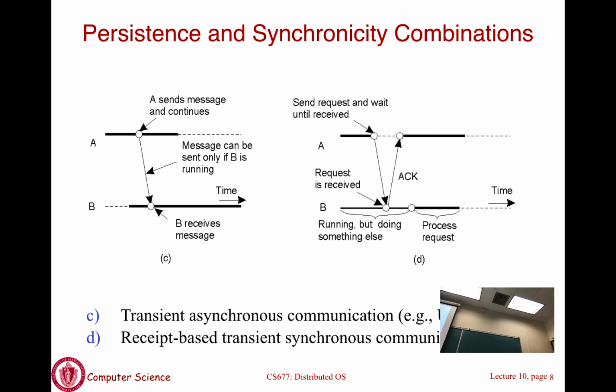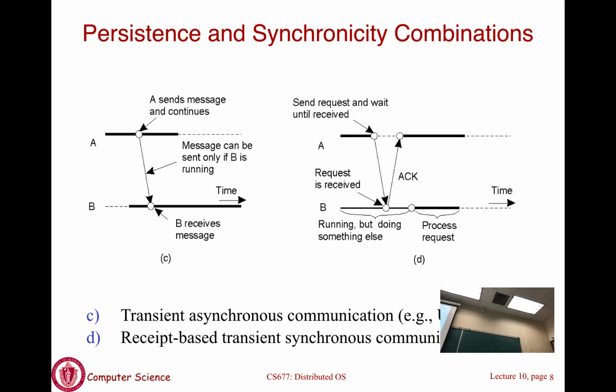Now the next three are going to be variants of transient synchronous communication. Again, there is no store and forward, and because it's synchronous, you are going to block and wait for an acknowledgement. The three flavors that we will see differ in the following way. The acknowledgement conveys different things in the three systems. So what is the ACK telling you? Based on that you get three flavors. The first one is receipt based transient communication, where the ACK tells you that your message has been received at the other end.